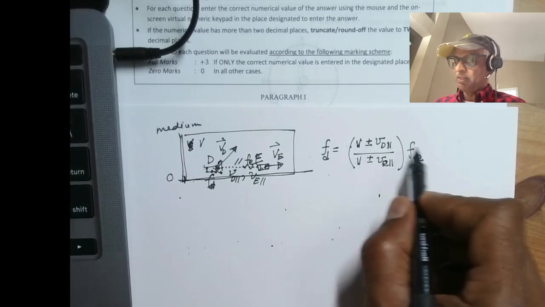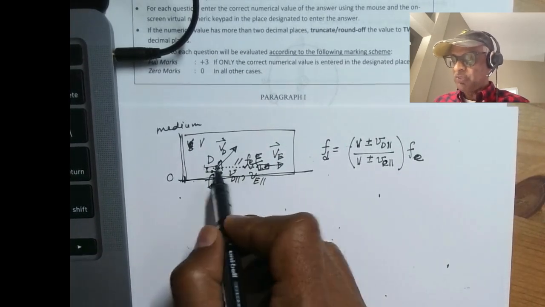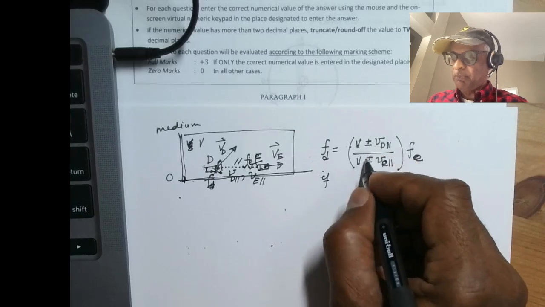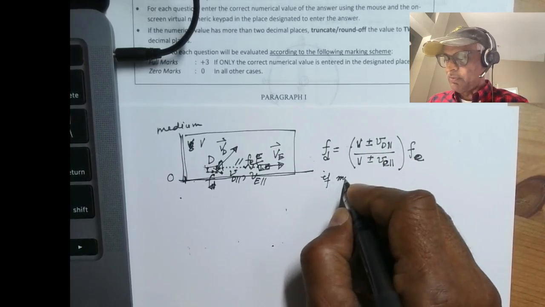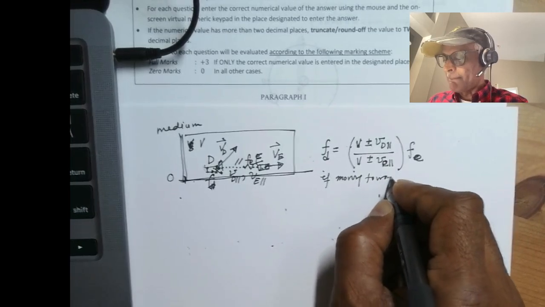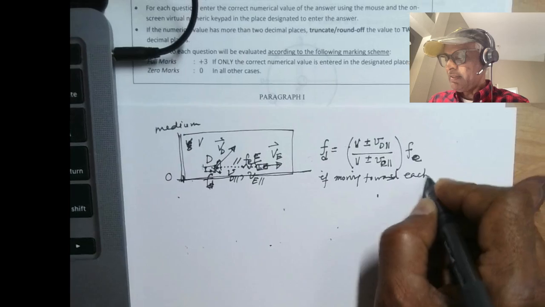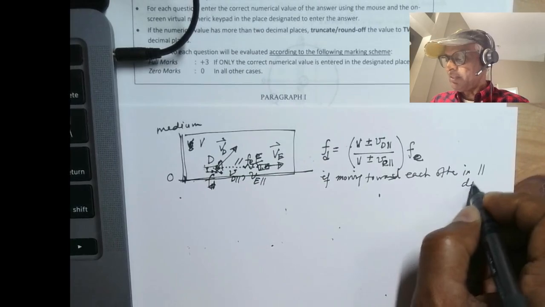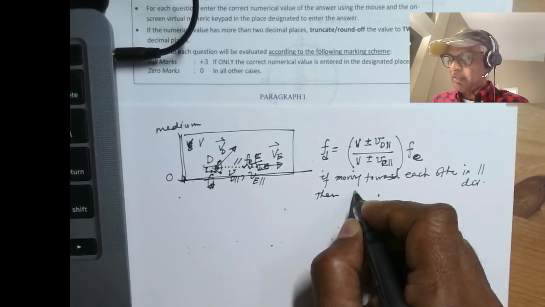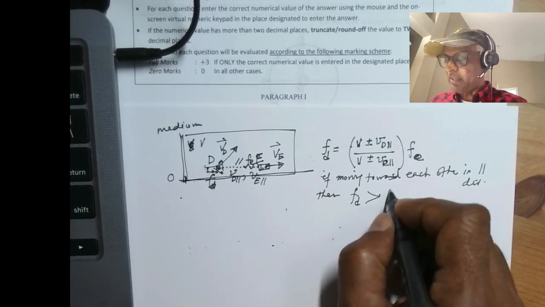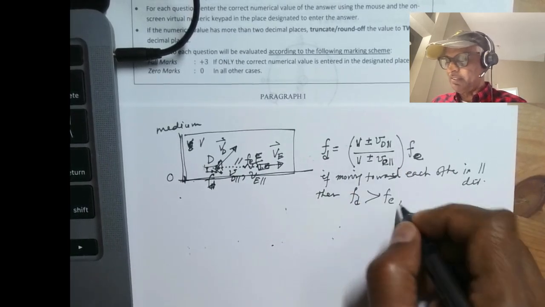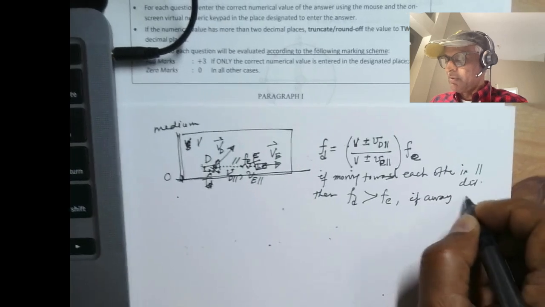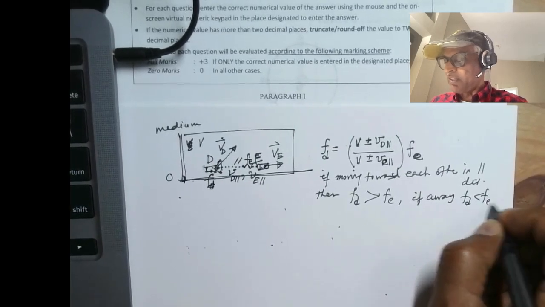The way you pick plus or minus: if they are moving towards each other in the parallel direction, then the detected frequency will be greater than FE, so that's how you pick the plus or minus sign. If moving away, then FD will be less than FE. So this is the Doppler effect.